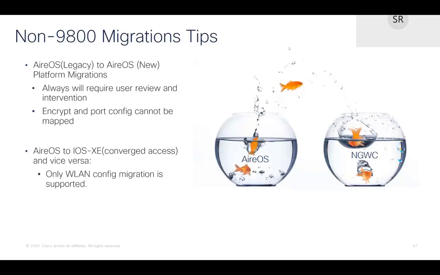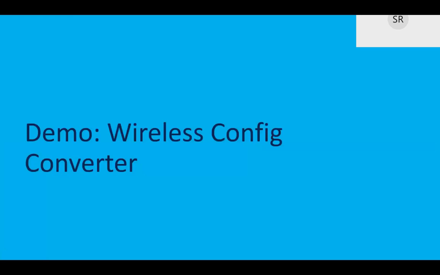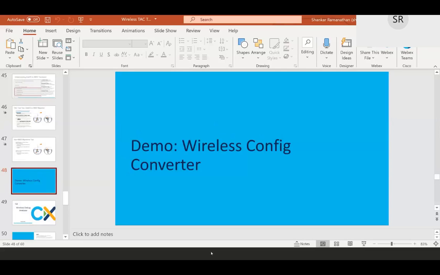There cannot be a place where we can understand what the encryption password or the shared secret of Radius would be, and that has to have these manual interventions happen. And with respect to migration on converged access, if you are still on that, only WLAN migrations are supported, with no plans to support anything else on that. So with that said, I'll quickly jump into a demo.